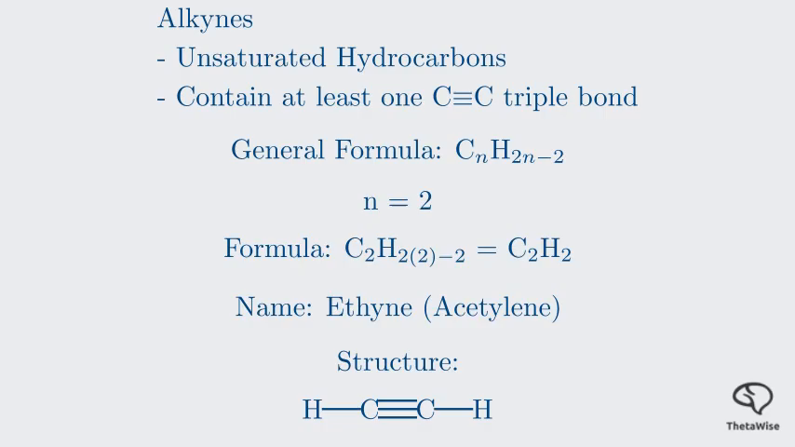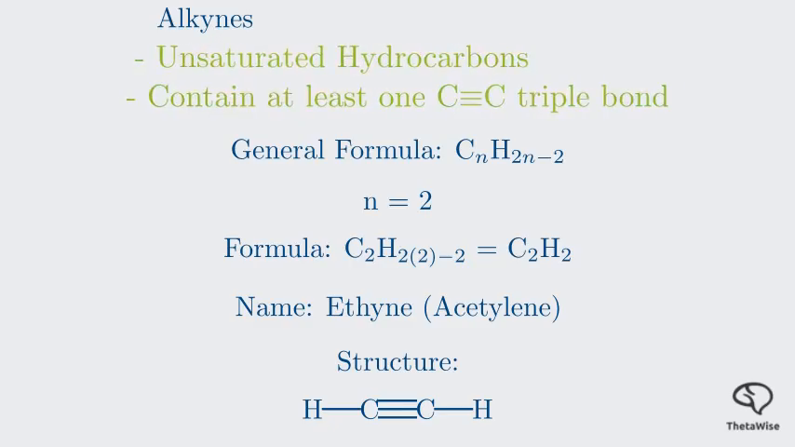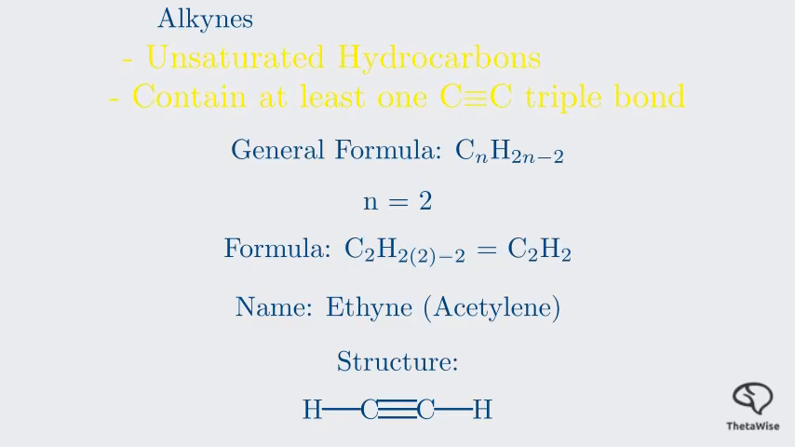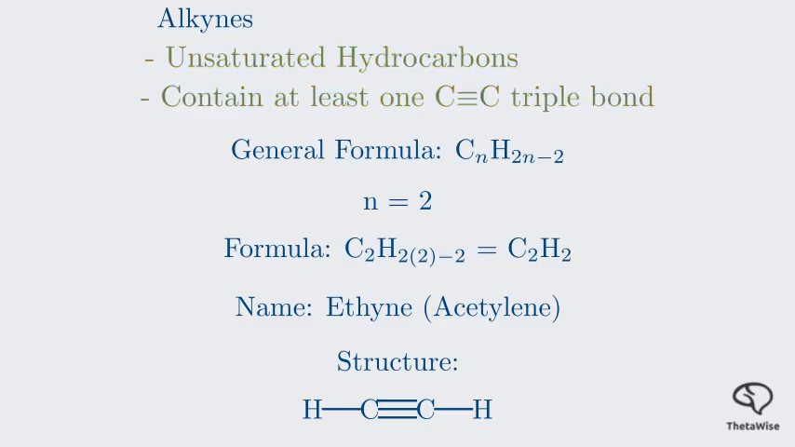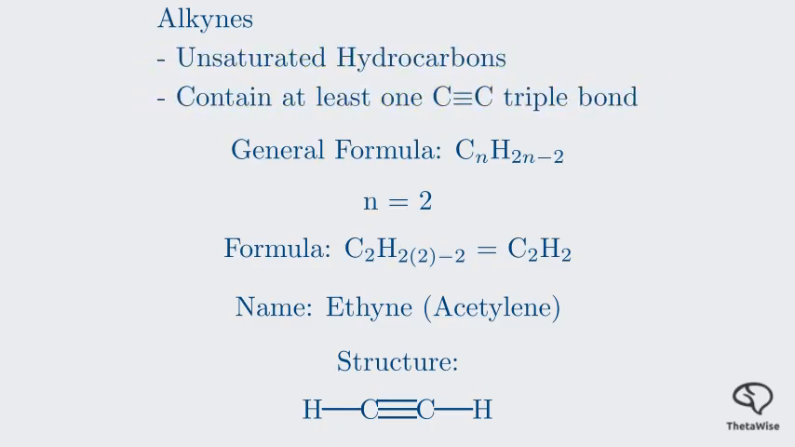This compound is called ethyne, but everyone knows it as acetylene. Acetylene is famous for its use in welding torches, where its combustion with oxygen produces an incredibly hot flame. It's a high-energy molecule. So, just to quickly review alkynes, they're unsaturated, feature a carbon-carbon triple bond, and are the most reactive of the 3 families.